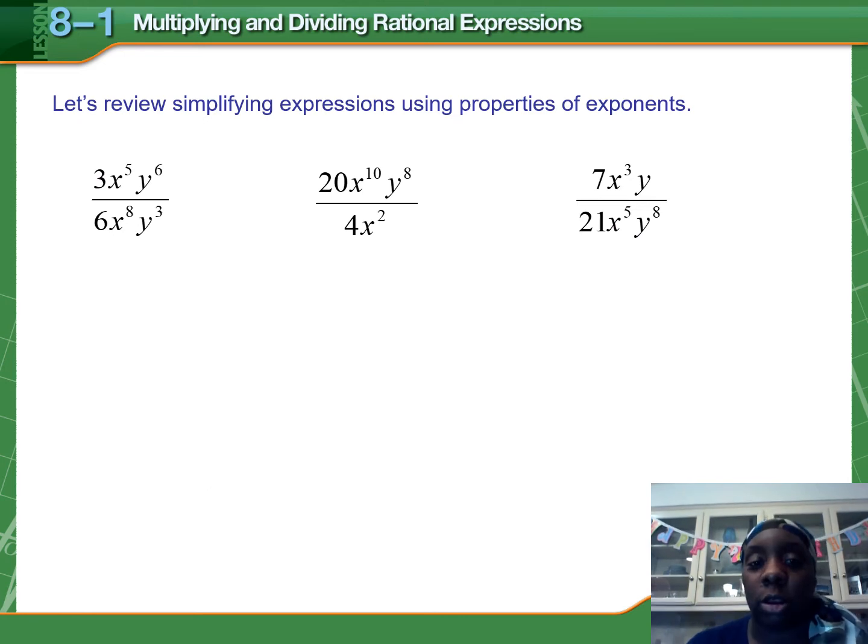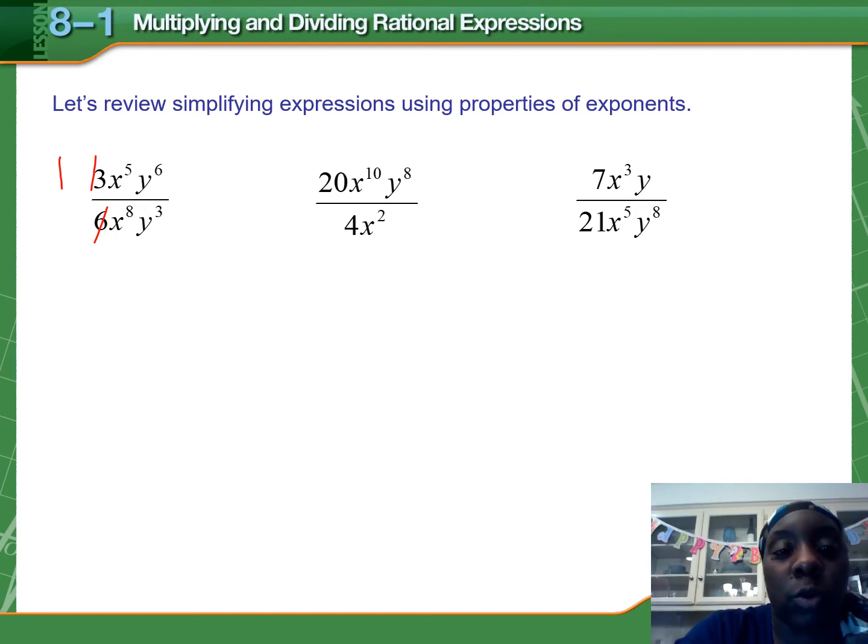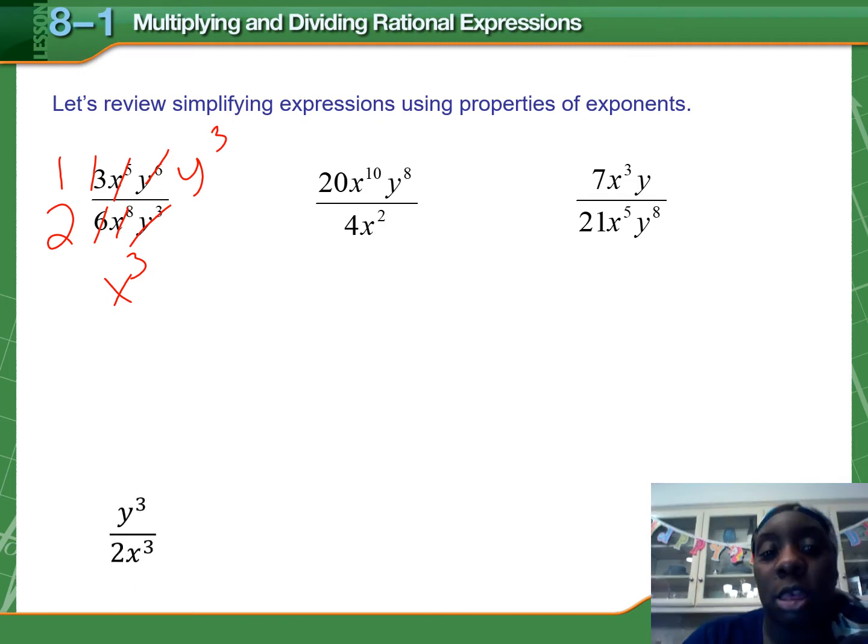So the first thing we're going to do is just review simplifying expressions, using properties of exponents. Let's go through this pretty fast, and you guys should know how to do this. If you want to skip to the next slide, by all means, go ahead. So we are going to do 3 over 6 will simplify to 1 over 2, x fifth over x eighth, that's x to the third in the denominator, y6 over y3, that's y third. Let's see if we're right, and we are.